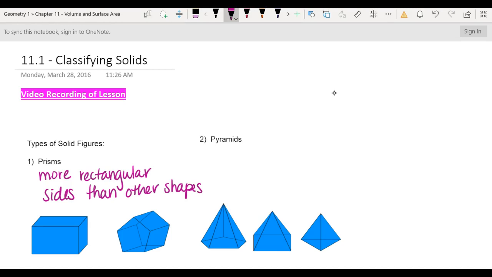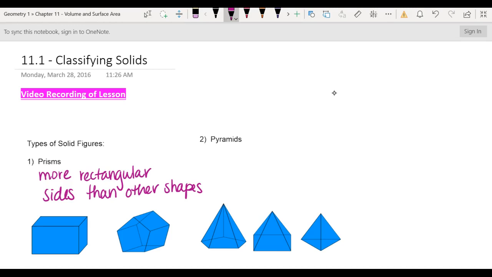The triangular prism looks like a tent. So remember that if it looks like a tent, it's a prism. You might want to add that in. Put a tent in there, because this is the one people get wrong. The reason this is a prism is because it has 3 rectangular sides and 2 triangular sides, so it has more rectangles for sides than any other shape.